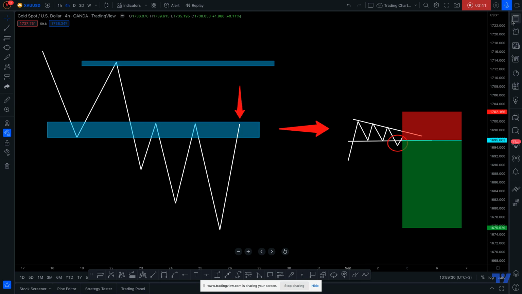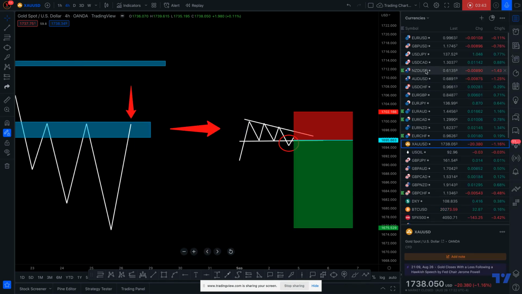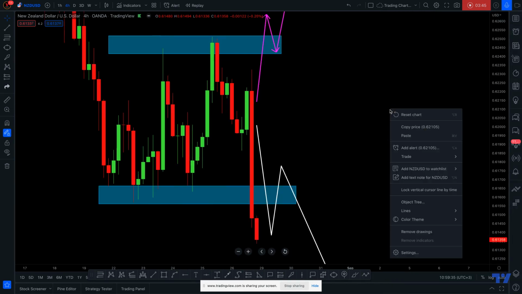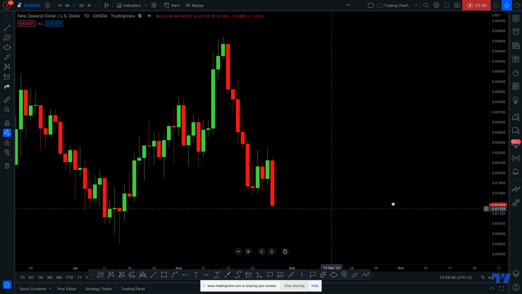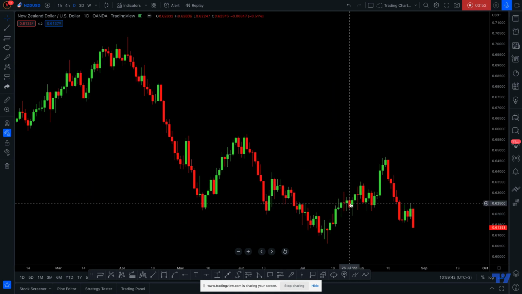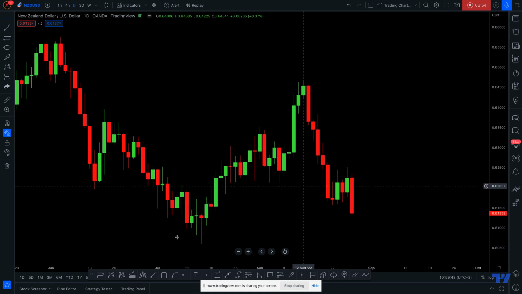Now let's discuss the example. I wanted to briefly discuss with you the example on the New Zealand dollar pair. Let me show you what I spotted right here. On the New Zealand dollar pair, we are trading in a long-term bearish trend. Yes, and recently the market started a correctional movement.